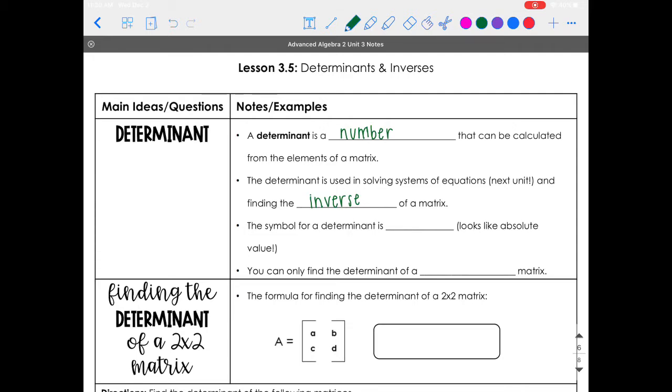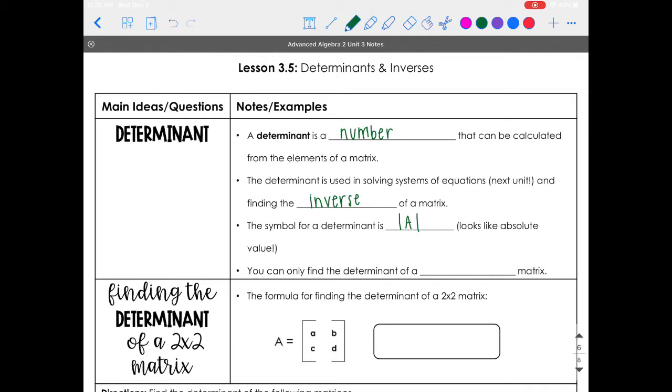So when we're writing determinant, it's a long word, we don't really want to write it out. We use a symbol, and basically it looks like absolute value. It means nothing like absolute value. They just look the same. And so we would say, if we have a matrix A, the determinant would look like that, a bar with an A and another bar.